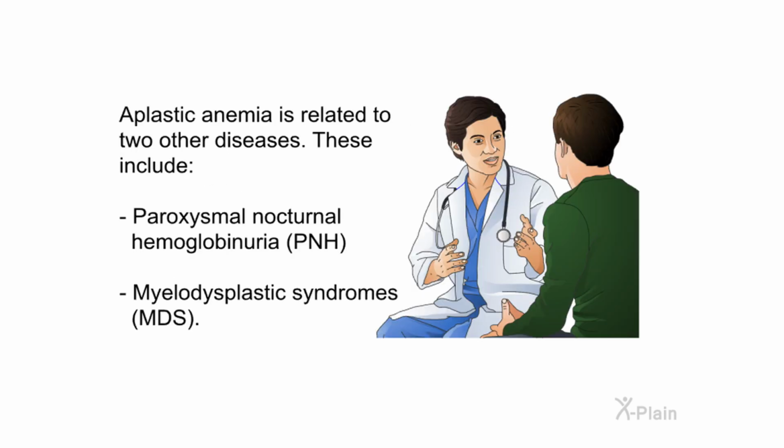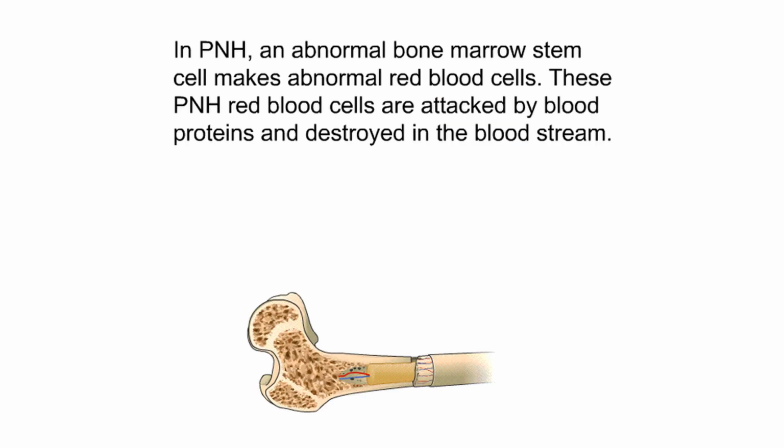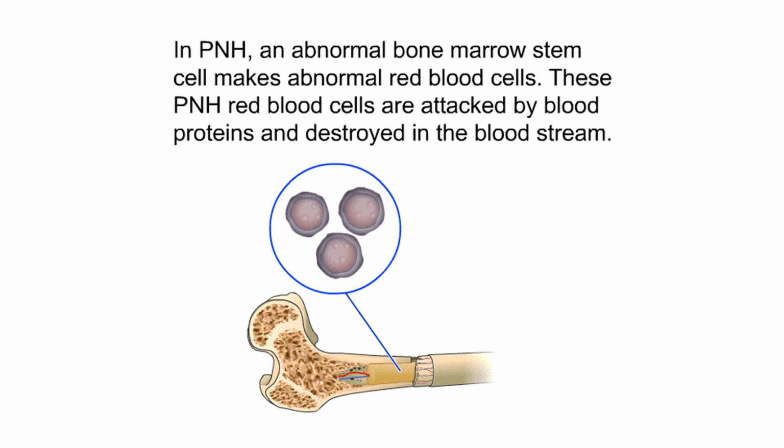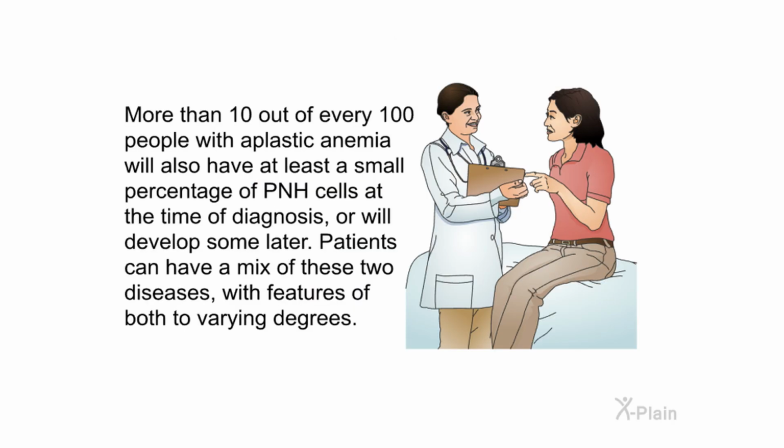Aplastic anemia is related to 2 other diseases. These include paroxysmal nocturnal hemoglobinuria, PNH, and myelodysplastic syndromes, MDS. In PNH, an abnormal bone marrow stem cell makes abnormal red blood cells. These PNH red blood cells are attacked by blood proteins and destroyed in the bloodstream. More than 10 out of every 100 people with aplastic anemia will also have at least a small percentage of PNH cells at the time of diagnosis, or will develop some later. Patients can have a mix of these 2 diseases, with features of both to varying degrees.